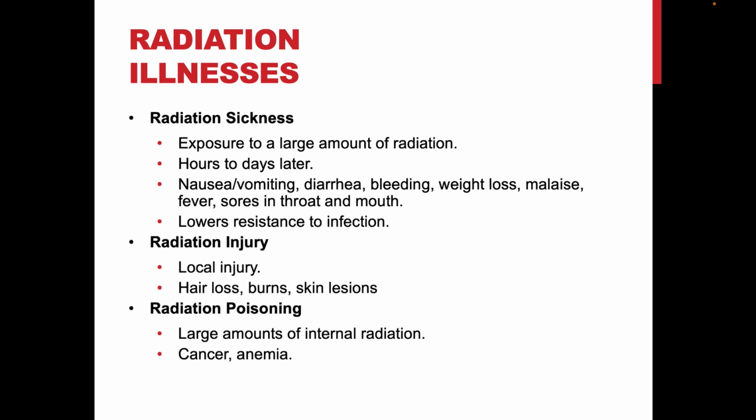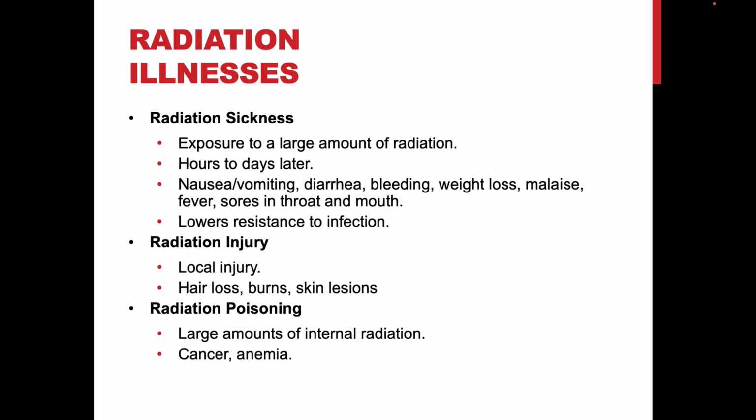There's a few different types of radiation illnesses that we will encounter. Radiation sickness is when you've been exposed to a large amount of radiation. And by this I mean the people that walked into the reactor room at Chernobyl or Fukushima. These patients within hours or days will have developed nausea, vomiting, diarrhea, bleeding, weight loss, malaise, fever, sores in the throat and mouth. This type of radiation sickness lowers the patient's resistance to infection because it has effectively eradicated their immune system's cells.